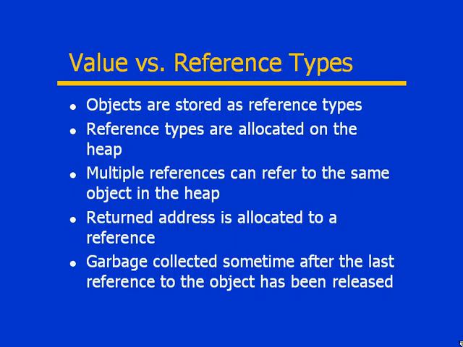On the other hand, objects are basically reference types. So reference types, rather than being allocated on the stack, are allocated on the heap. In other words, we have references that point over to those objects that are actually sitting on the heap. Now, with this in mind, you can have multiple references that refer to the same physical object in the heap. So I could have more than one reference, if you will, variable, if you like, that points to the same object. When you allocate an element on the heap, therefore, a return address is basically allocated to that reference. Now, the garbage is also collected basically sometime after the last reference to the object has actually been released.